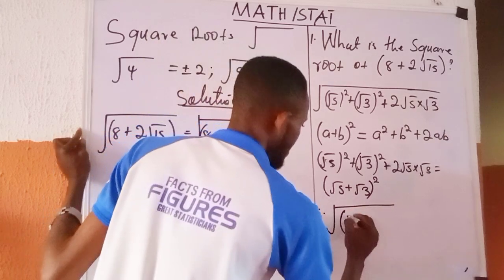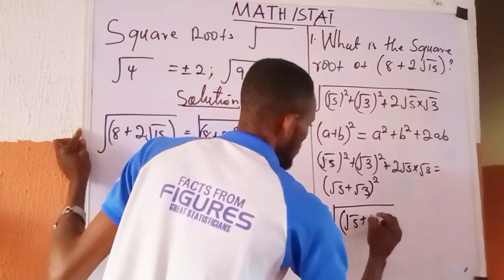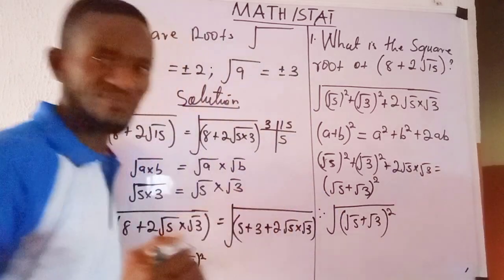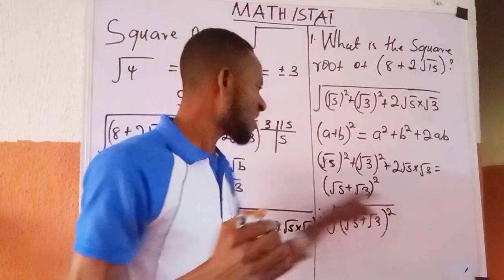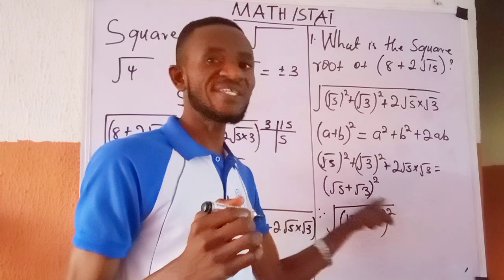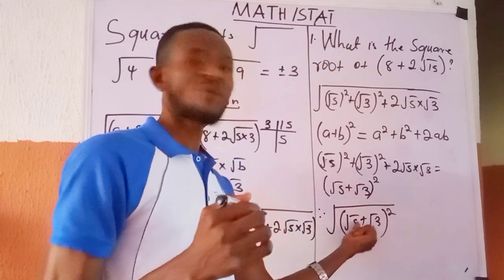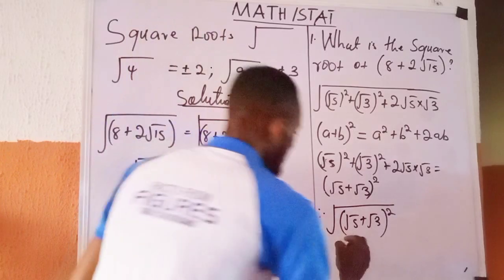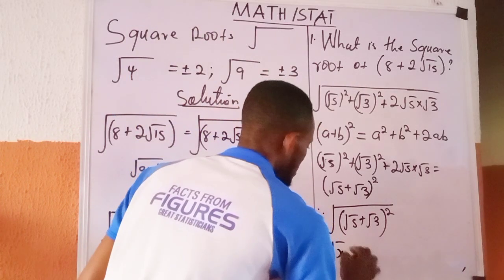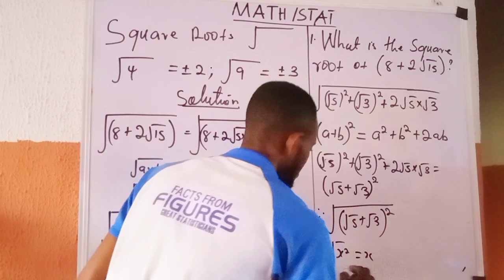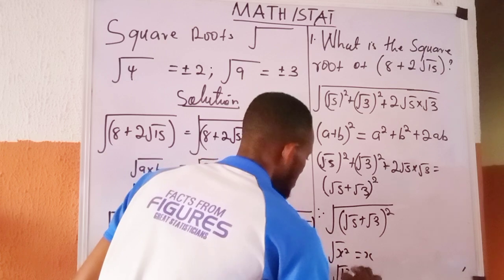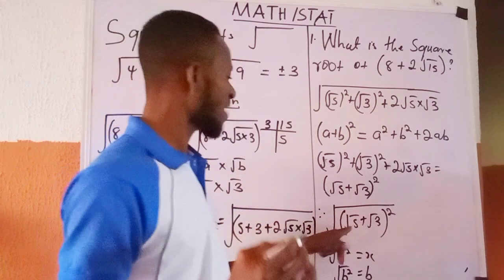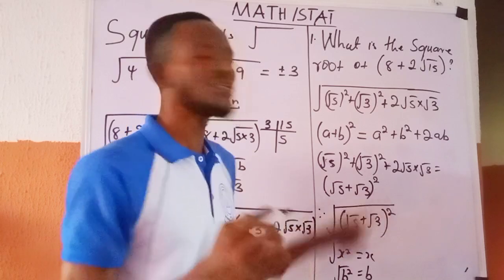I'll open a bracket and write root 5 plus root 3. I'll close the bracket, all raised to power 2. And you know that once you take the square root of anything that is squared inside of it, it is going to return back what you just have under there. That is to say, whenever you have the square root of x raised to power 2, the answer is x. Square root of b raised to power 2, the answer is b. So as well you have the square root of root 5 plus root 3 all raised to power 2.